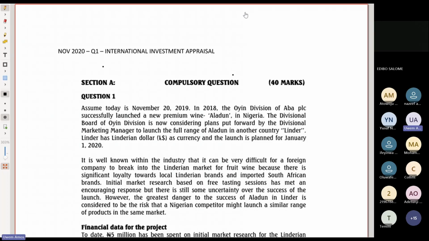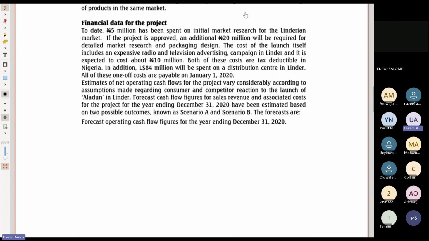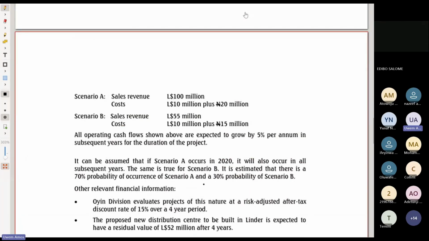And so they will need to invest money in Linda to set up the company, and then they will generate sales, and then they will incur some costs as well. So all of that would happen in Linda, and then you have the cost given to us in both the other currency and in naira. So you have a mix of all of that.